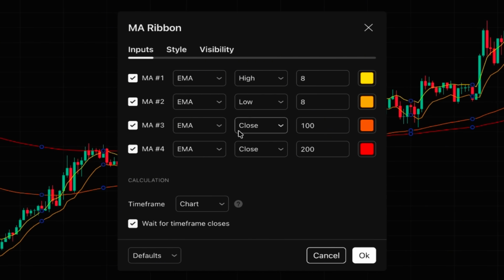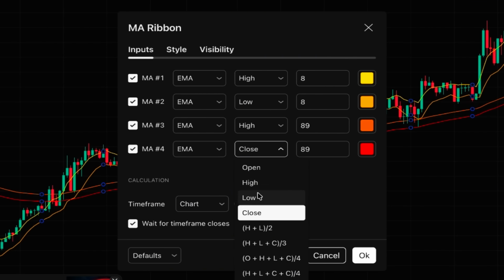Then for the third EMA we set the length at 89, and for this EMA also we set the length at 89. Then here for the source of calculations for the third EMA we set it at high, and for this one we set it at low.